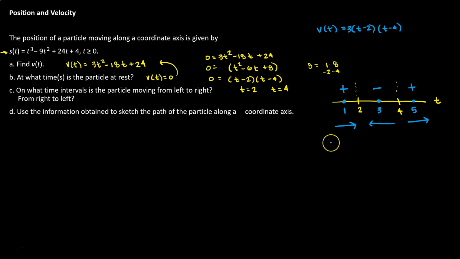So if we wanted to answer part C using intervals, we could say from 0 to 2 and from 4 to forever, the particle is moving left to right. And then from 2 to 4, the particle is moving right to left.